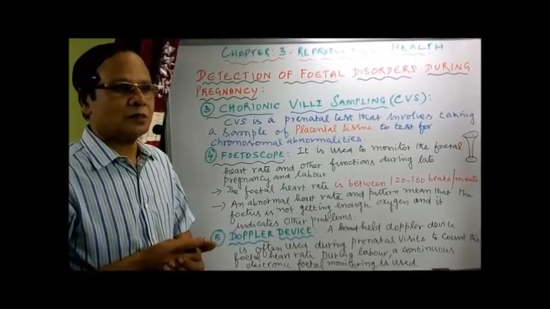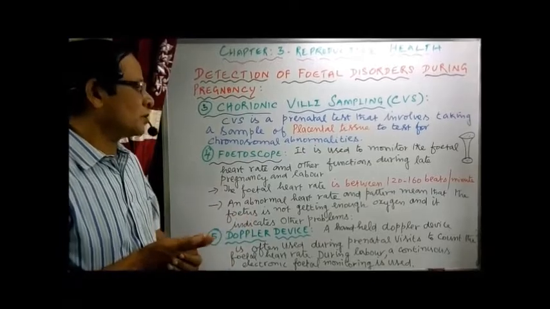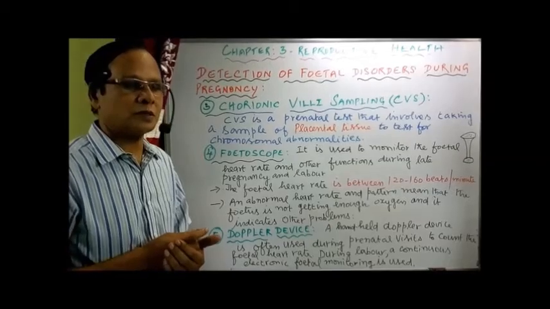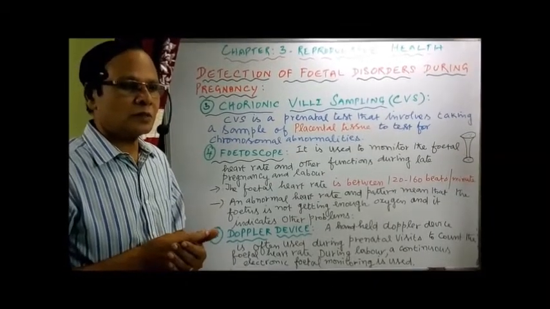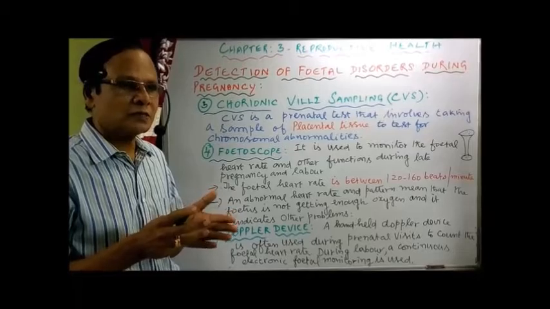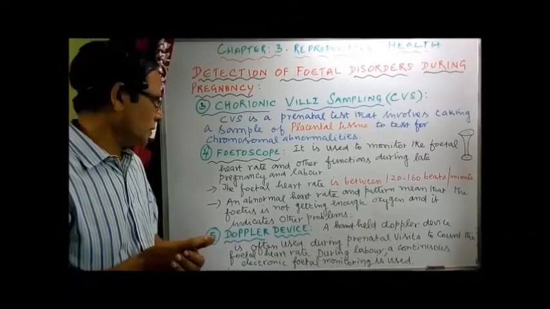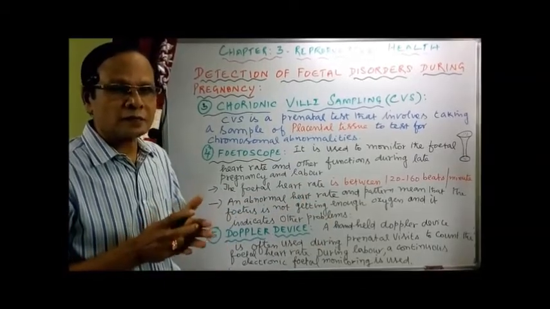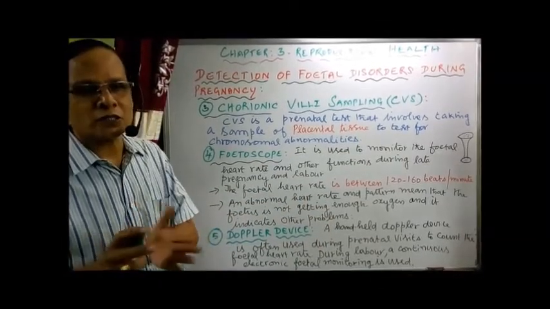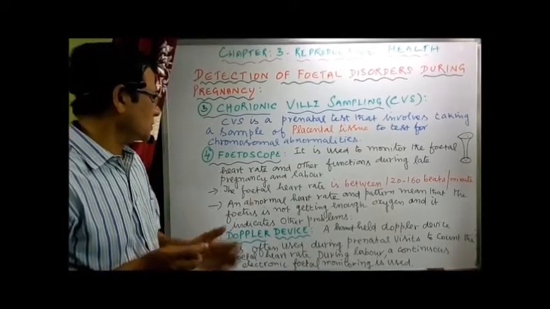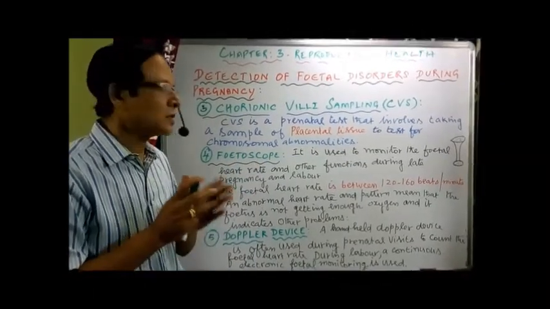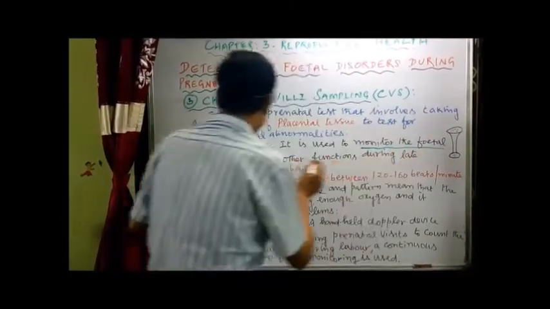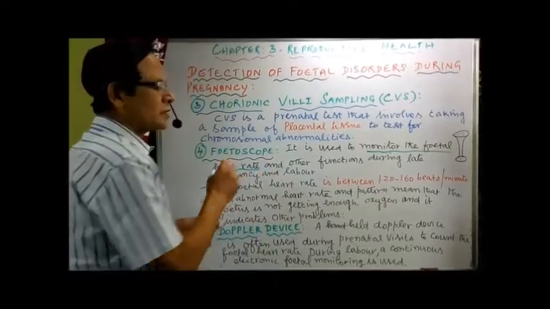Suppose you have an abnormal heart rate and there is a change in the pattern of heart rate. It means that normally the fetus is not getting enough oxygen, and it indicates other complications or problems for the fetus. So the fetoscope is normally used to monitor the heart rate. Okay, this is with reference to monitoring the fetal heart rate and other functions, mainly heart rate.